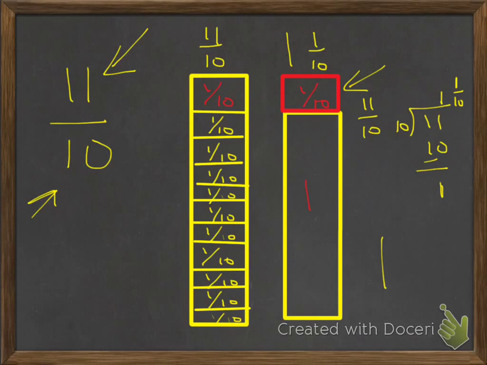Now, if I wanted to change this back into an improper fraction, this 1 represents that I have 1 whole. I have 10 times 1, which is 10 tenths, plus I have 1 more, which is 11 tenths. That's how you change that back.